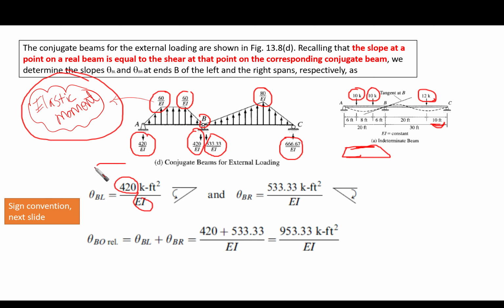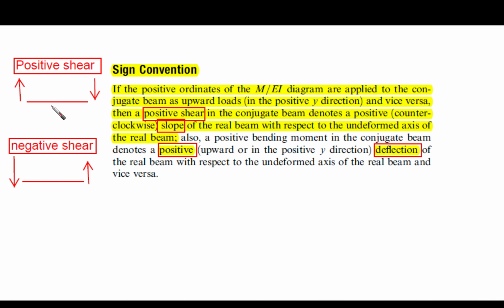What is the sign convention for such a thing? Where can I find it? You can find it in the next slide. This is the next slide. If the positive ordinates of the M over EI diagram, which is the elastic moment, are applied to the conjugate beam as upward loads in the positive Y direction, and vice versa, then a positive shear in the conjugate beam denotes a positive counterclockwise slope of the real beam with respect to the undeformed axis of the real beam.